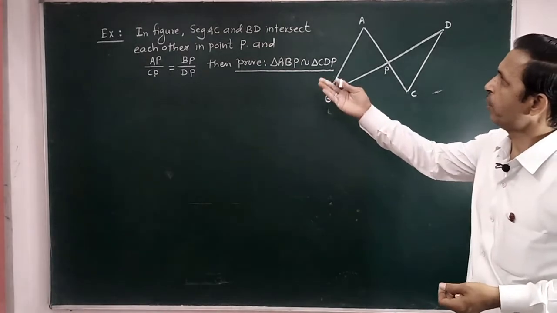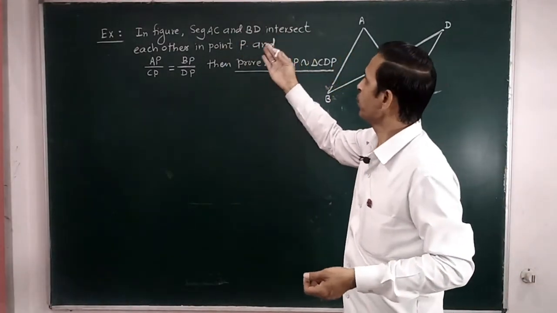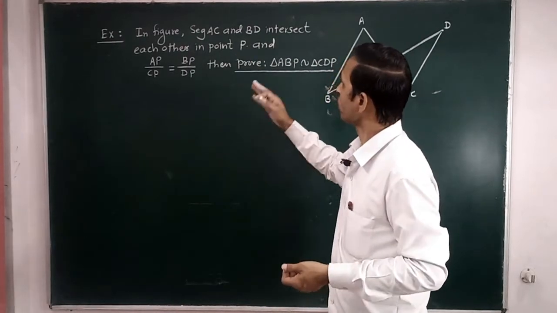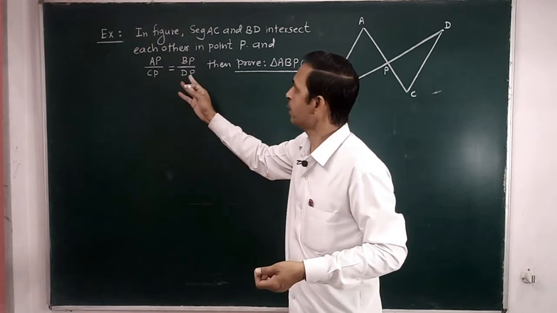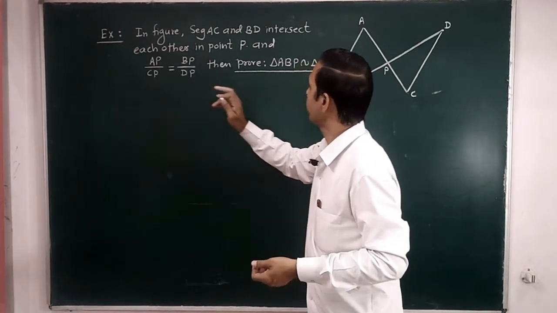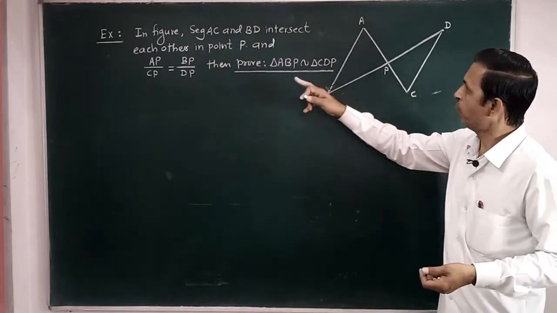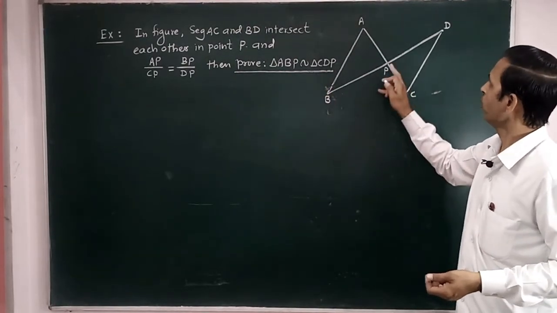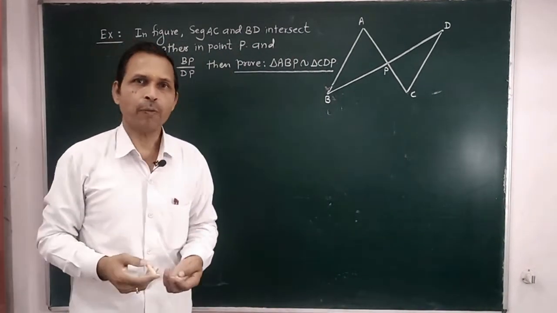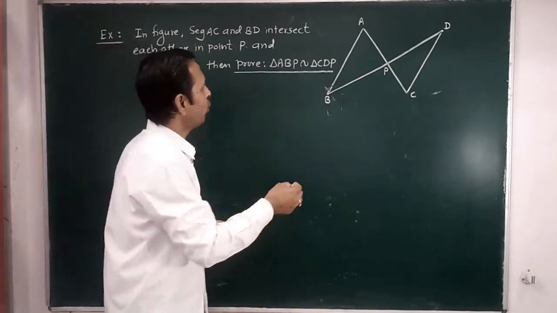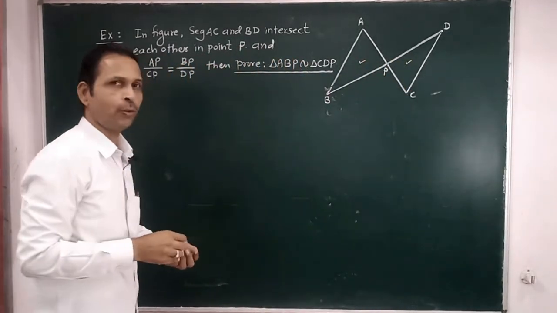In this example, segments AC and BD intersect each other at point P, and the ratio of corresponding sides is given, that is AP upon CP is equal to BP upon DP. This ratio is given to you. Now for that purpose we have to take these two triangles. These are the two triangles given to you.